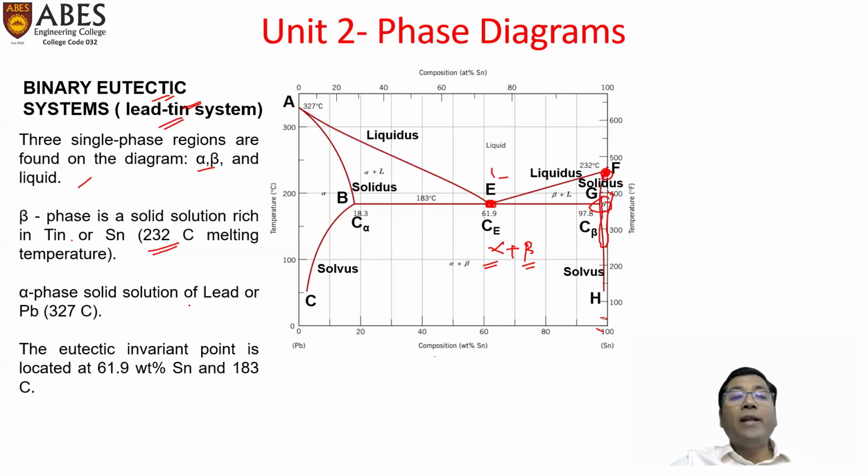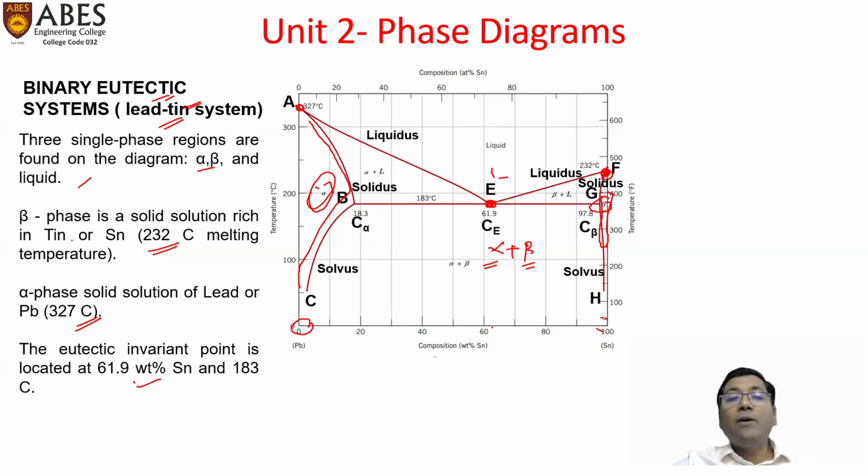The alpha phase is a solid solution of lead, with 327 degrees centigrade melting point. This complete region is the alpha phase, where entirely a single solid would be present, with solubility of tin in lead, because here lead is 100% and tin would be 0%. At this 100 and 0 combination, the melting point of lead is 327 degrees Celsius. This point is A. The eutectic invariant point is located at 61.9 weight% tin and 183 degrees Celsius.